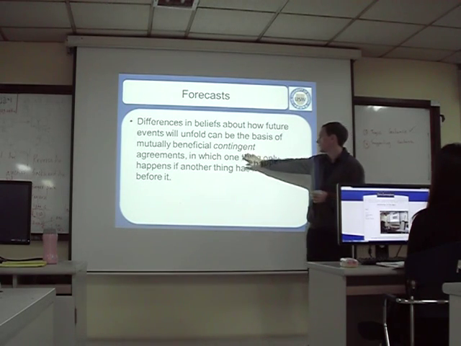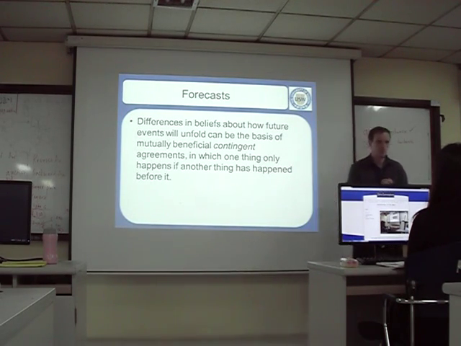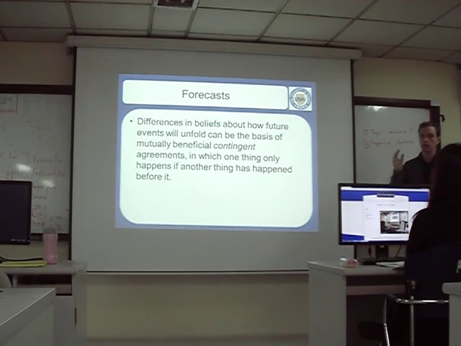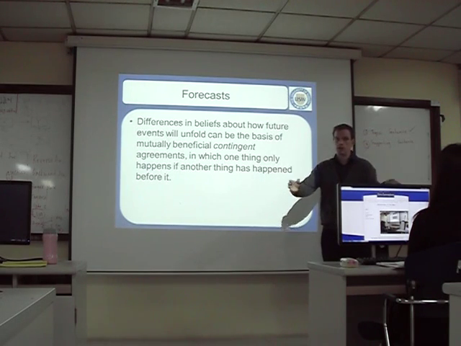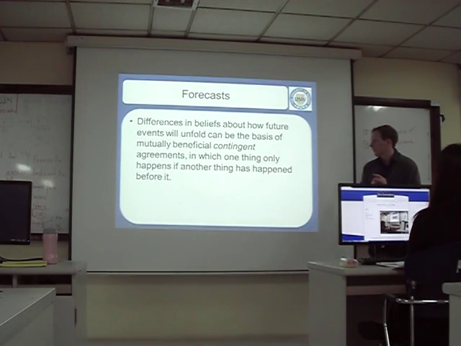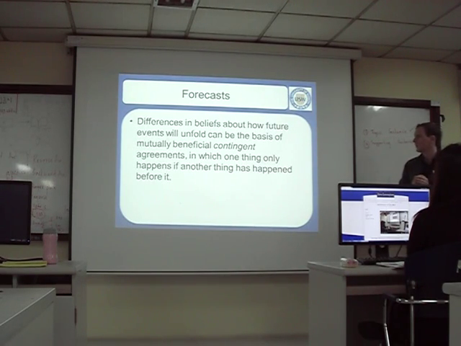Okay, so we can make a contingent agreement. Do you understand contingency? Contingency means if this happens, we'll do this. So something is contingent on something else. It's a little bit like conditional. Do you understand the conditional tense in English? If you do this, I will do this. If it's rainy tomorrow, I will give you some money. If it's sunny tomorrow, I'll give you some money. So that's a contingent plan. If one thing happens, only if another thing has happened first. So if it's rainy, I give you money. This is a kind of contingency agreement.